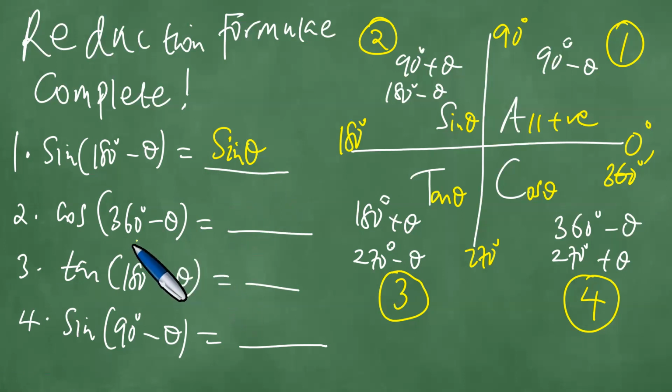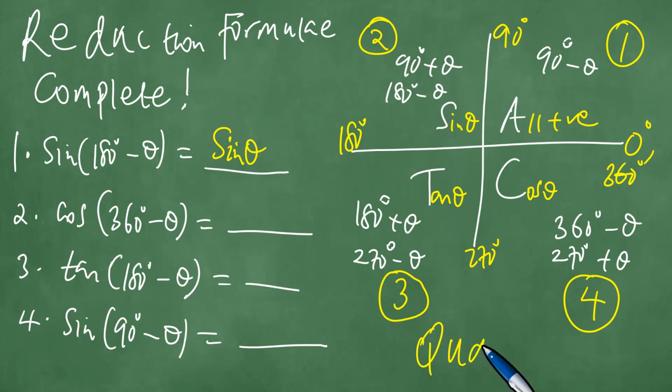Okay, let's do it together. Now to find the answer to 360 minus theta, you need to memorize this CAST diagram. Because if you are at the 360 degree ray, you're here. And now you want to go back to 270, you say 360 minus theta, and that puts you back in quadrant four.